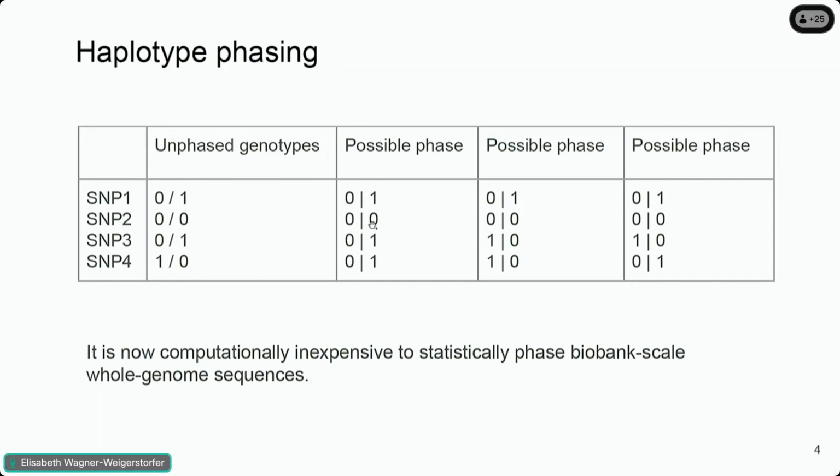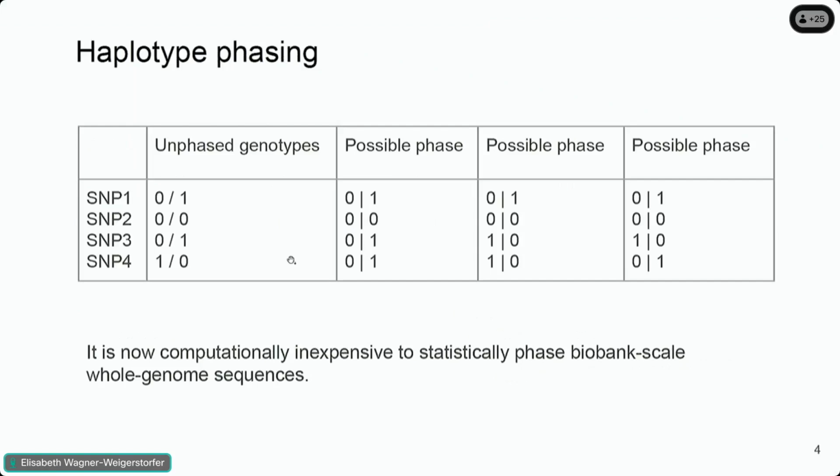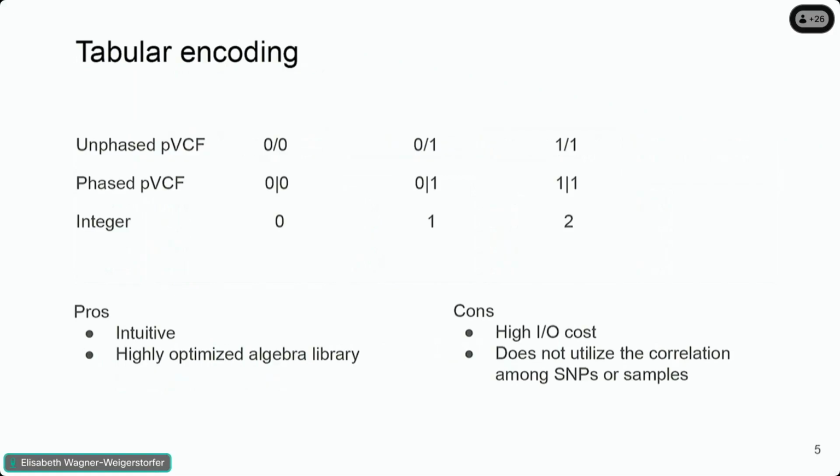This kind of statistical phasing method is now very scalable, so you could statistically phase 500,000 genomes, and that's no problem. Phasing Biobank-scale whole genome sequences can be done. It would still cost a lot of money, like 10,000 pounds or so, but it's a one-time cost. So in the UK Biobank, we have this data readily available.